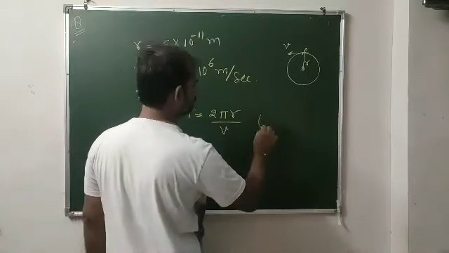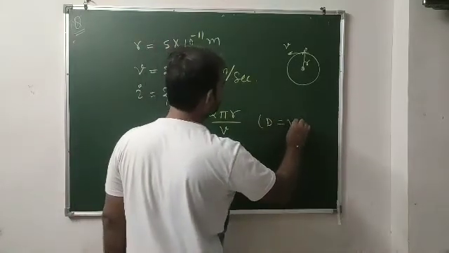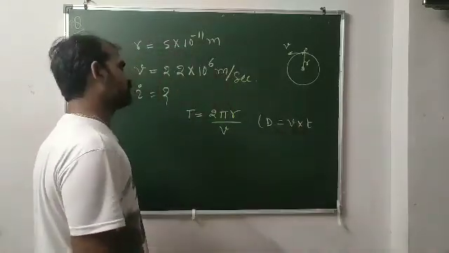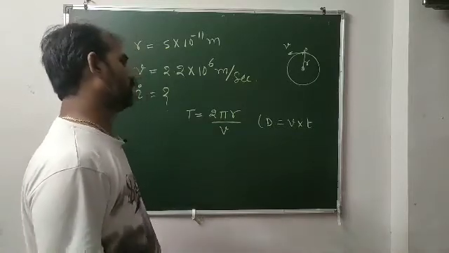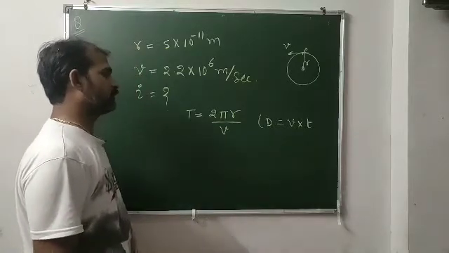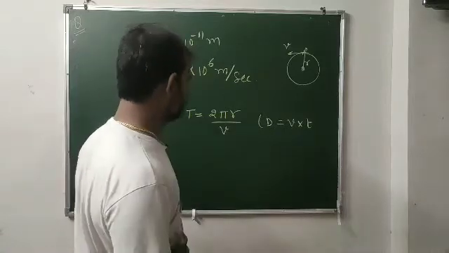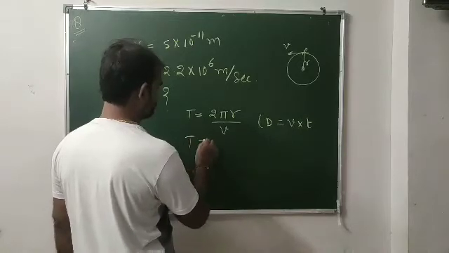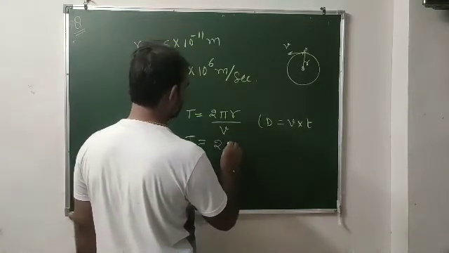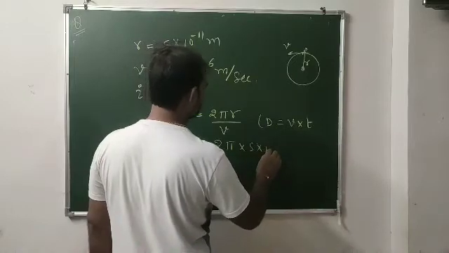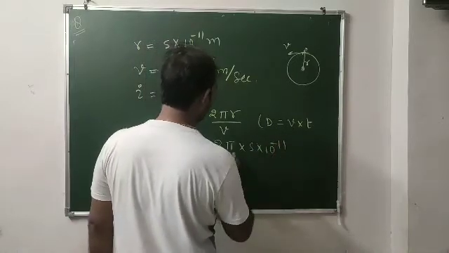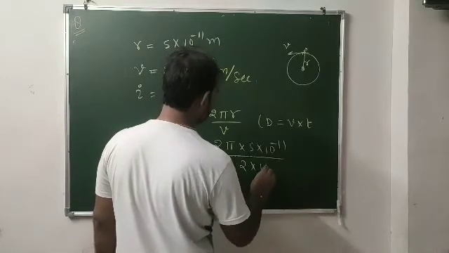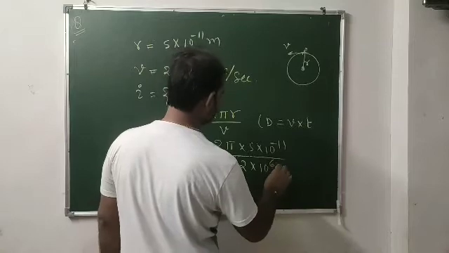Simply this is nothing but distance is equal to velocity into time. So if any particle is moving along a circular path, then how much distance will it travel? That will be equal to the circumference of the circle, 2 pi r, if r is the radius of the circle. Now students, put the value: 2 pi into 5 into 10 to the power minus 11 upon 2.2 into 10 to the power 6 meter per second.